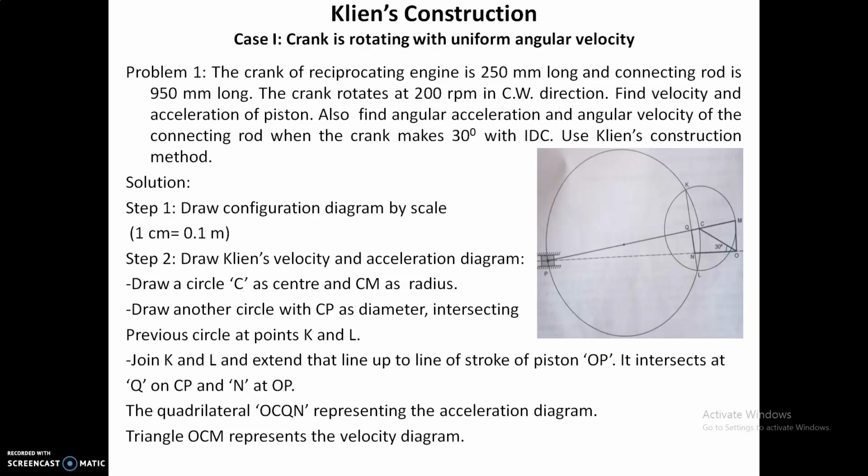Now we will see the velocity polygon. How to make the velocity polygon? You draw the line OM, the perpendicular line from O, which is perpendicular to the line of action of the slider. Then you extend the connecting rod line CP, and where this line CP and the perpendicular line intersect, I have given the notation capital M. This triangle OCM is called the velocity polygon.